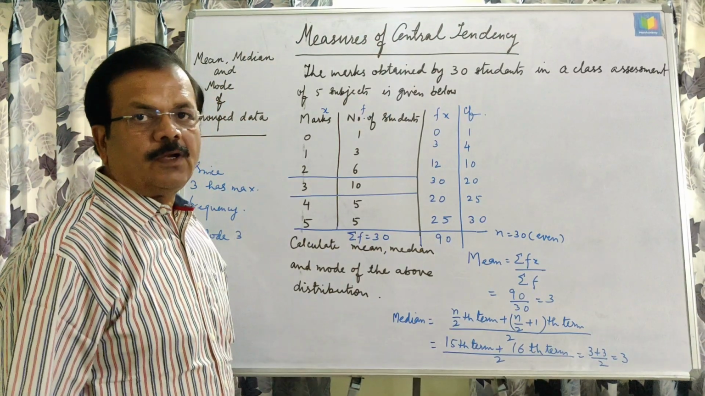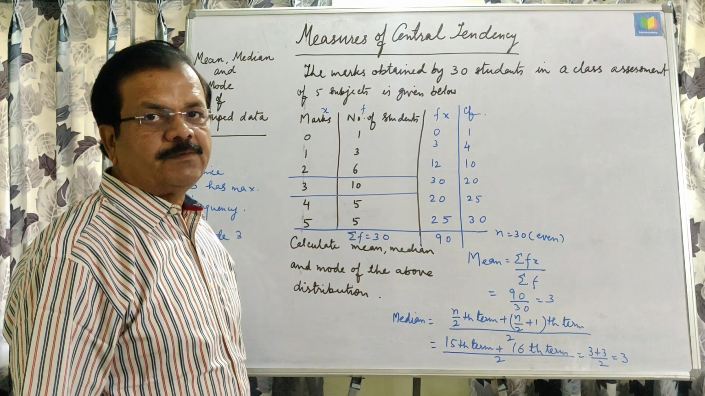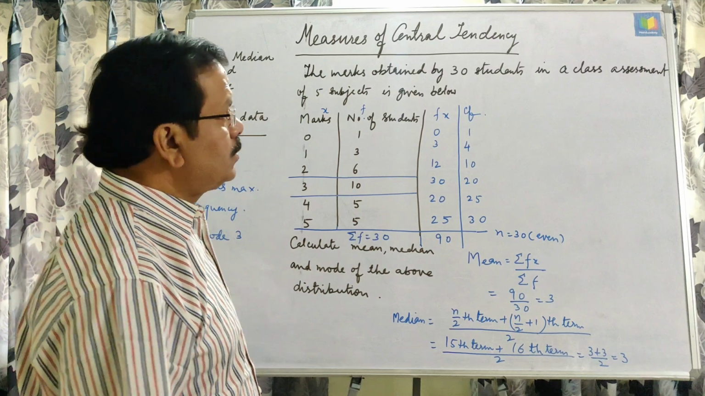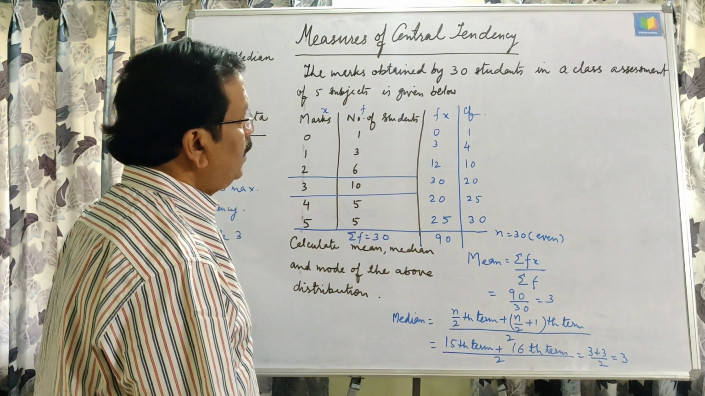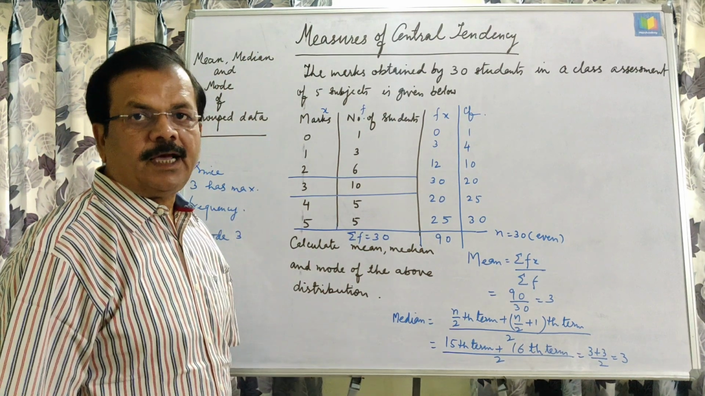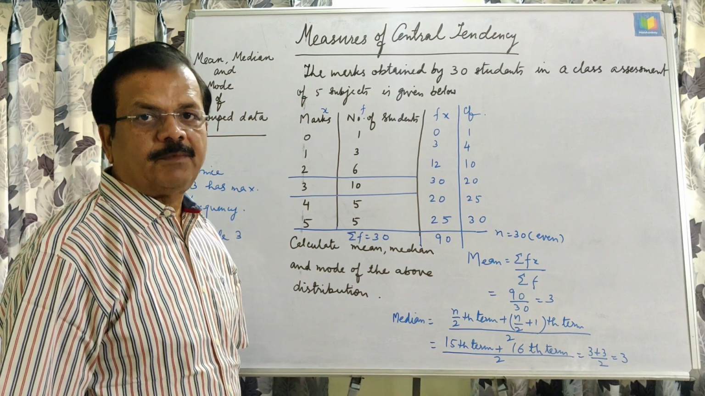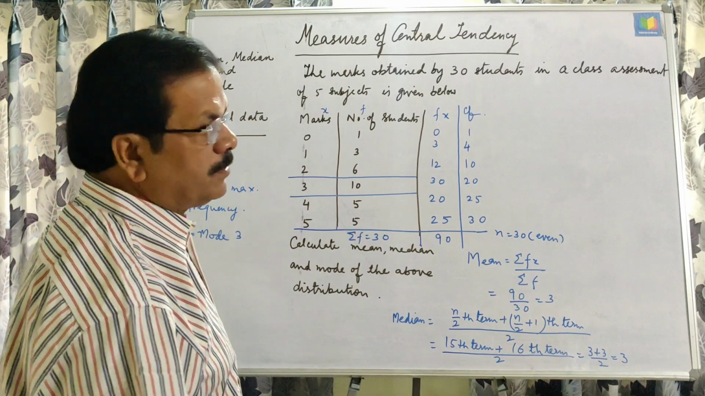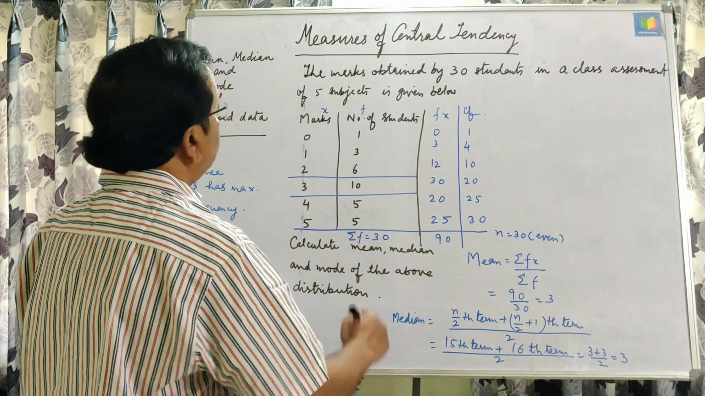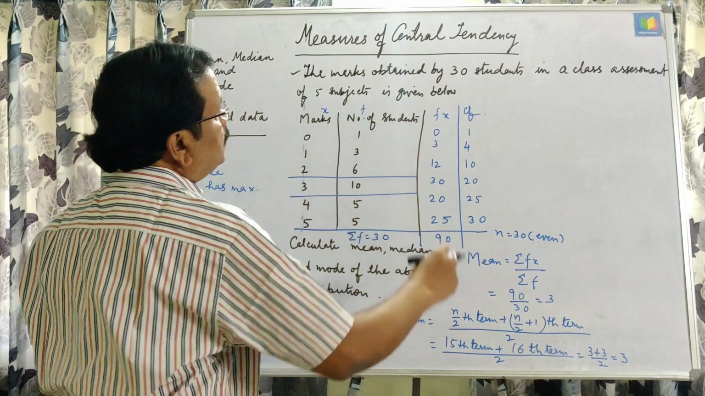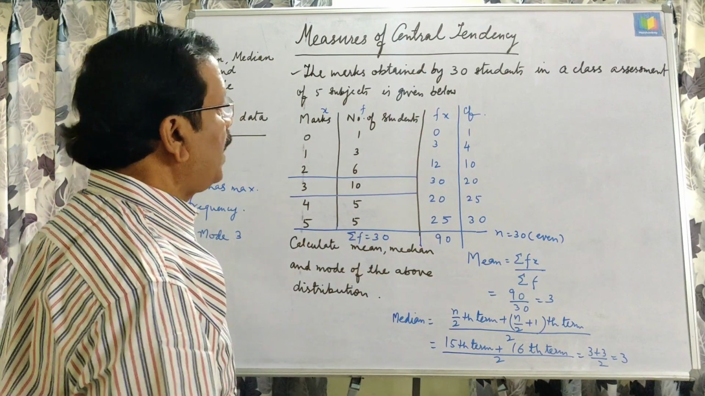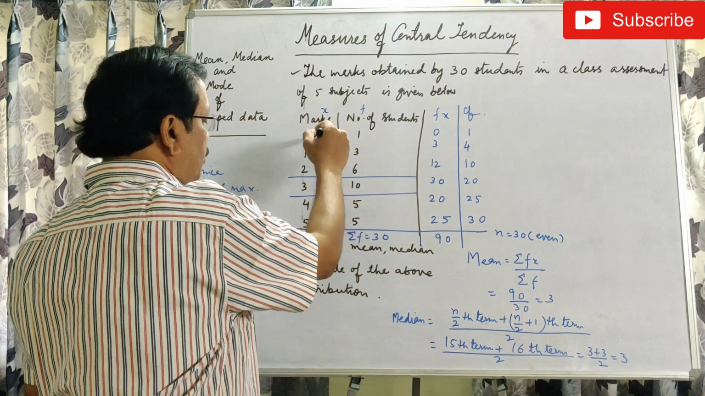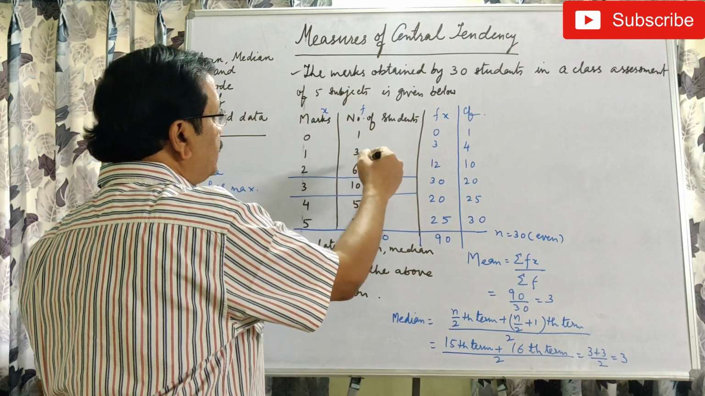I will try to solve all possible types of questions from this topic in this video, because this is a very important topic and the students are getting at least 2 questions in the board examination. I am going to start with a very basic question: the marks obtained by 30 students in a class assessment of 5 subjects is given below. Here is the question, marks obtained by 30 students.